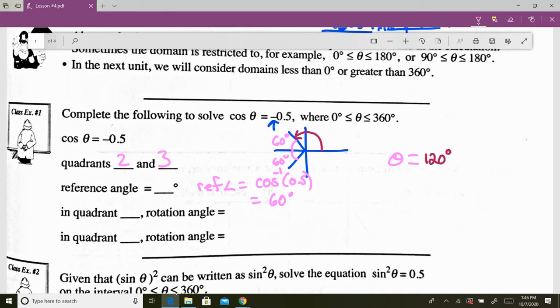180 minus 60. If I keep going to get to there, how far have I gone? 240 degrees. And if you punch those into your calculator, if you go cos of 120 and cos of 240, you'll get negative 0.5. Okay? Is that okay?